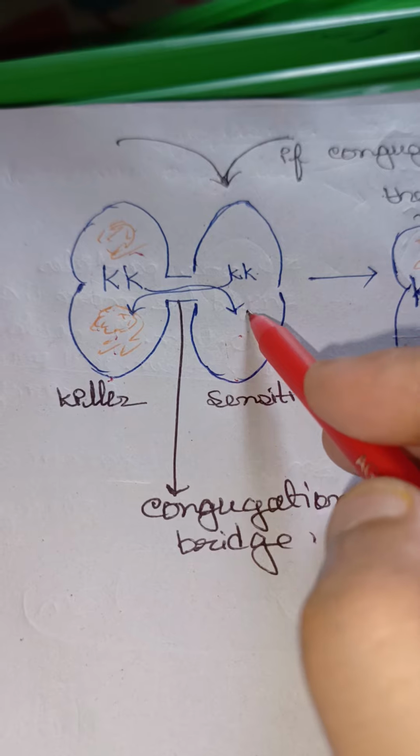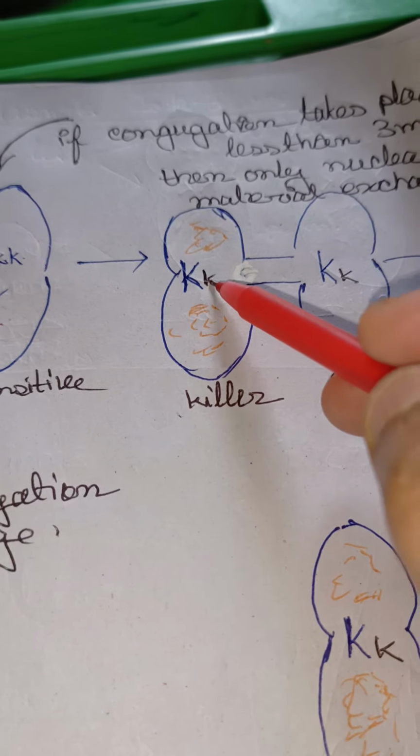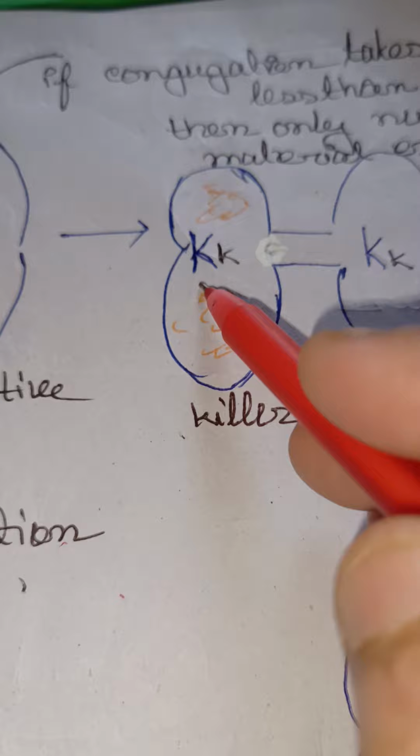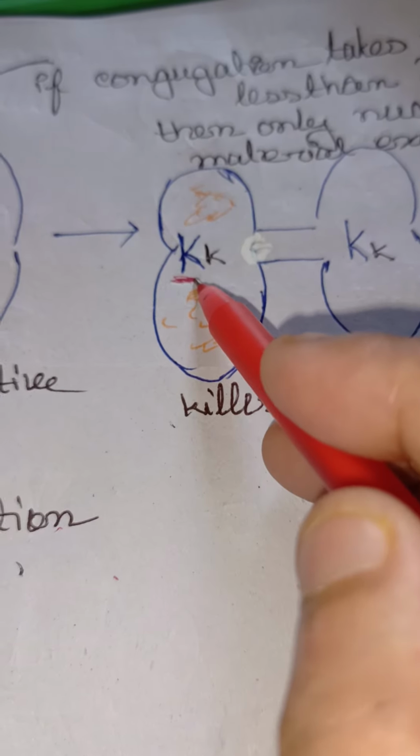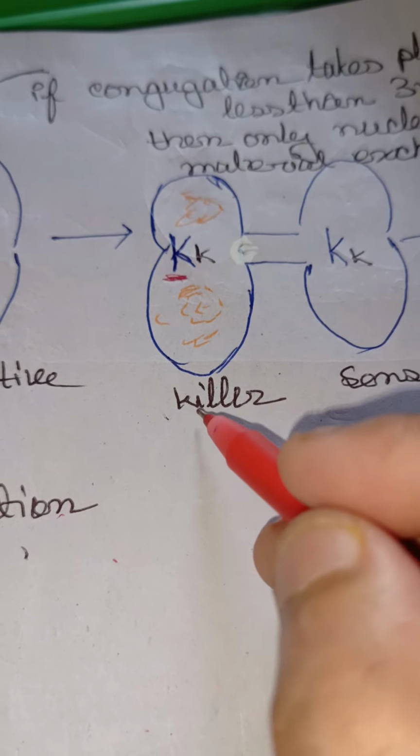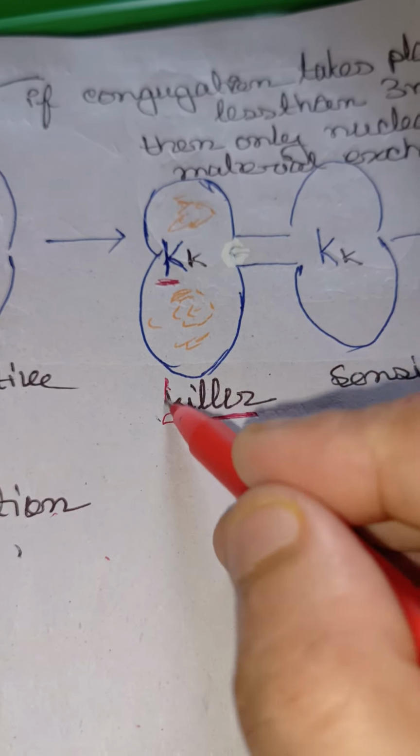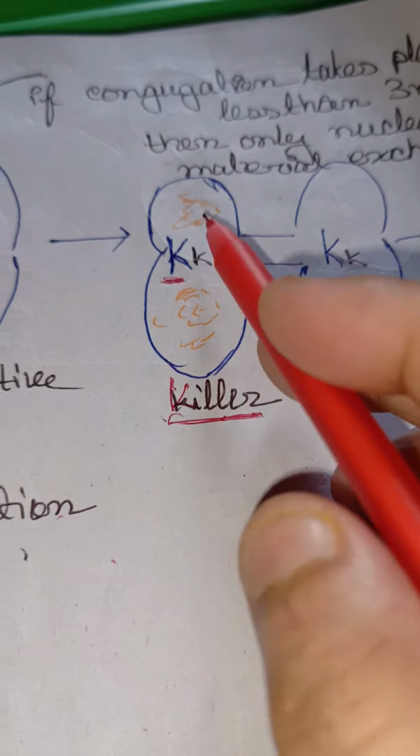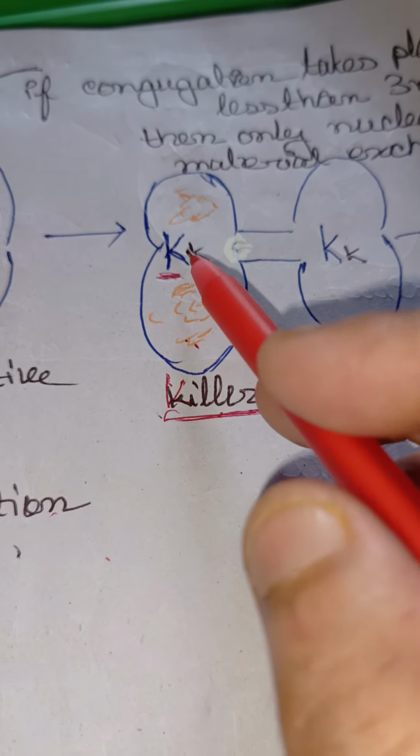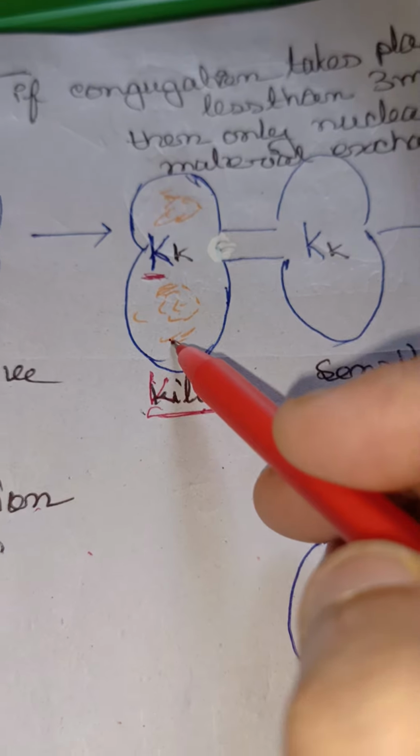This big K will go this side, this small k will go this side. So here you see big K, small k after conjugation, and this is called the conjugation bridge. Okay, so here you see big K is there, it is in dominant strand, and also the kappa particles are present, that's why it will be the killer strand. As I told you, for killer strand both the substances must be present, the K gene in dominant strand and the kappa particle.